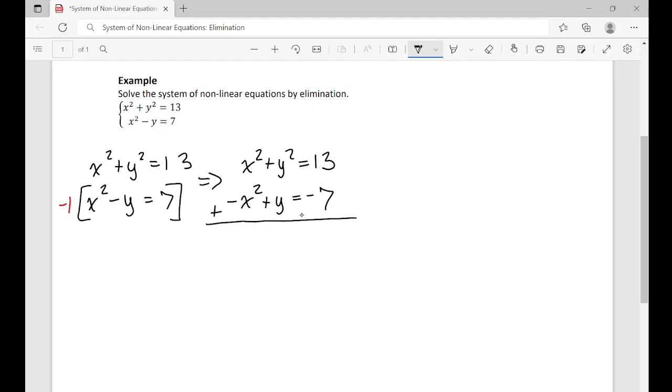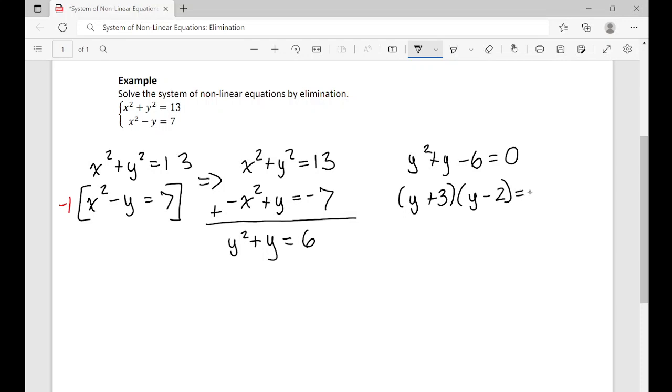Now I'm going to add and cancel, so the x squareds eliminate, they're gone. Y squared and y do not add together, so I'm just going to get y squared plus y. And then 13 minus 7 is going to give me 6. Now I have a quadratic. I'm just going to solve this, so I'm going to subtract the 6 over. So I'm going to get y squared plus y minus 6 equals 0. And then I'm going to solve this by factoring, and I'm going to get y plus 3 and y minus 2.